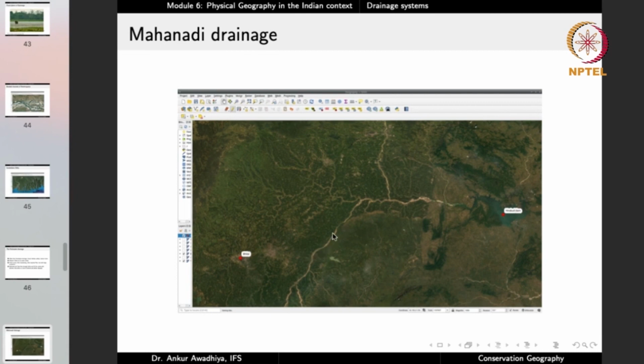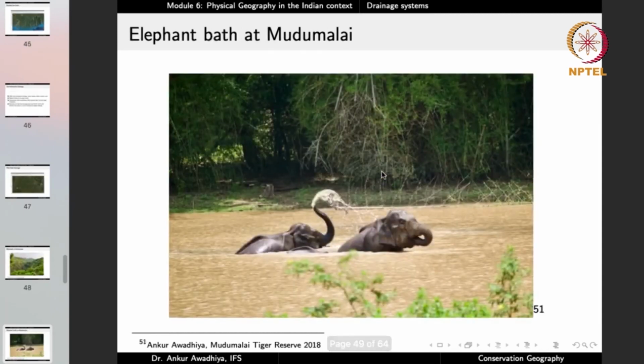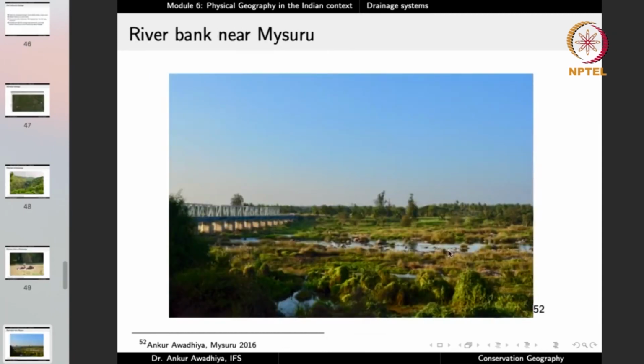So here we can observe that there is very little amount of meandering in the Mahanadi river. We do get some amounts of waterfalls in certain areas, such as this image from Mudumalai Tiger Reserve, where we have a waterfall, but these are very less. In most of the areas, the rivers have already done most of the erosion, so all these areas are now more or less flat areas, lots of rocks, and the rivers move slowly.